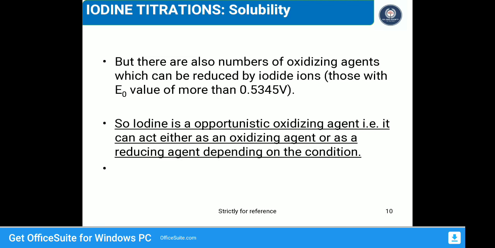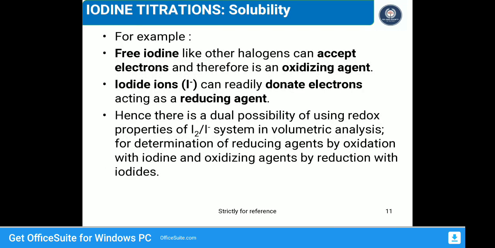So, a very important sentence: iodine is an opportunistic oxidizing agent, that is, it can act either as an oxidizing agent or as a reducing agent, depending on the conditions. For example, free iodine, like other halogens, can accept electrons and therefore can be called an oxidizing agent, whereas iodide ions can readily donate electrons, acting as a reducing agent. Hence, there is a double possibility of using redox properties of I2 or I minus, that is the free iodine or iodide ions system, in volumetric analysis for determination of reducing agents by oxidation with iodine and oxidizing agents by reduction with iodides.